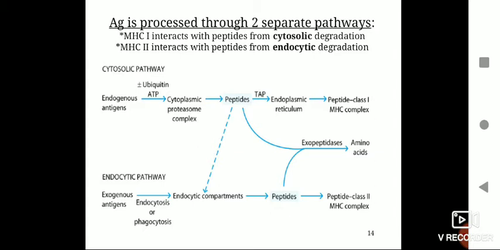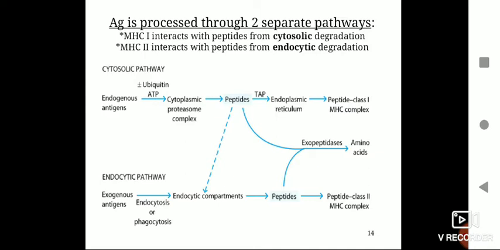Similar to this, in the endocytic pathway, the exogenous antigen, once it enters into the body, is captured. Now, capturing of these exogenous antigens can happen through two processes. One is called endocytosis, the other one is called phagocytosis. Macrophages capture these exogenous antigens through the process of phagocytosis. B cells capture these exogenous antigens through the process of endocytosis.